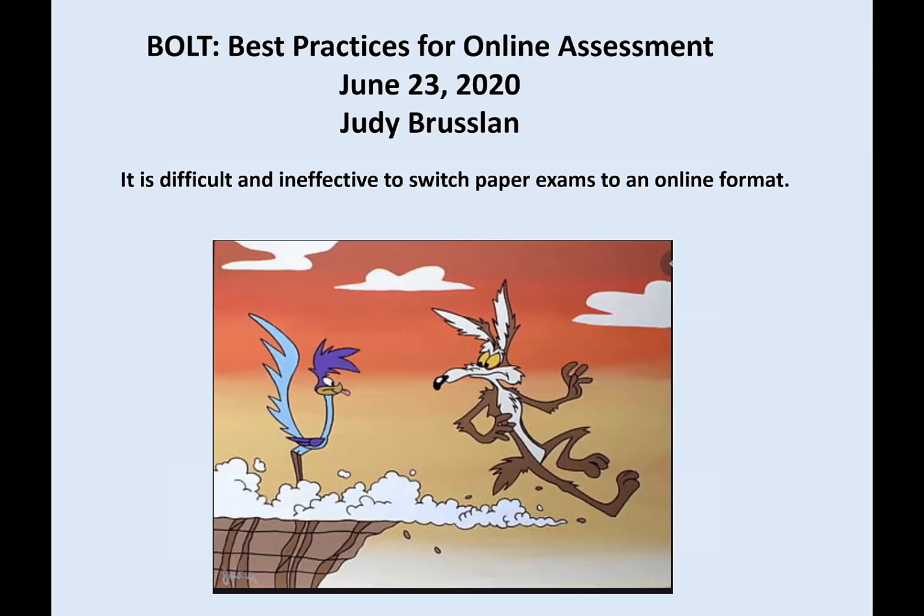And I just want to talk about first to establish that it's really difficult and ineffective to switch paper exams to an online format. And basically, you run into this kind of situation with the Roadrunner and Wile E. Coyote. And here you can see the Roadrunner was running away from the coyote. The Roadrunner stopped right before the cliff. Wile E. Coyote went plummeting past the Roadrunner and is now about to fall down.